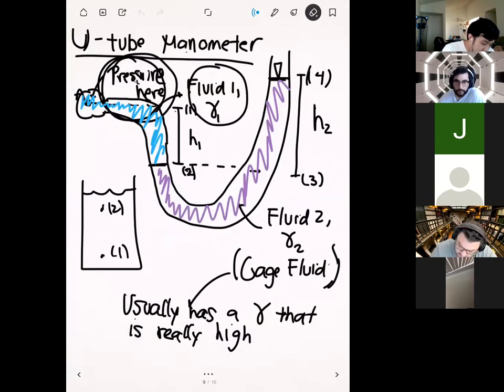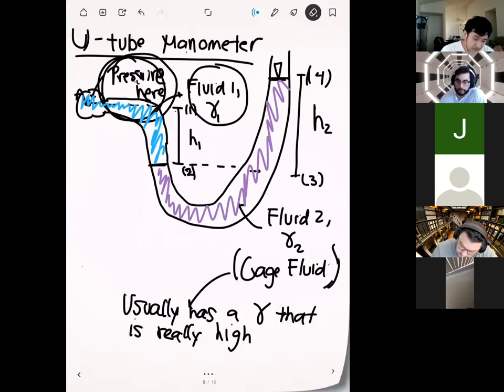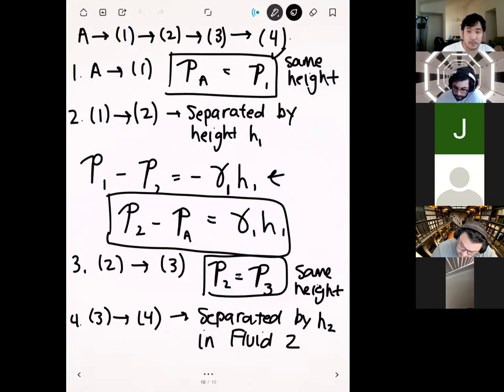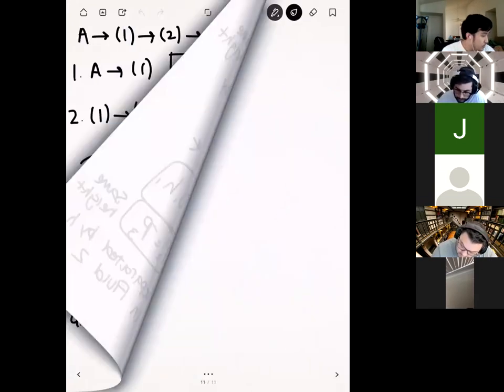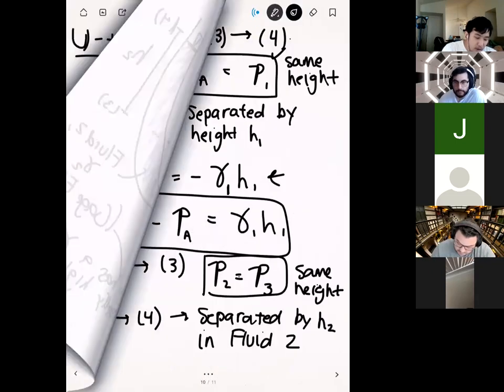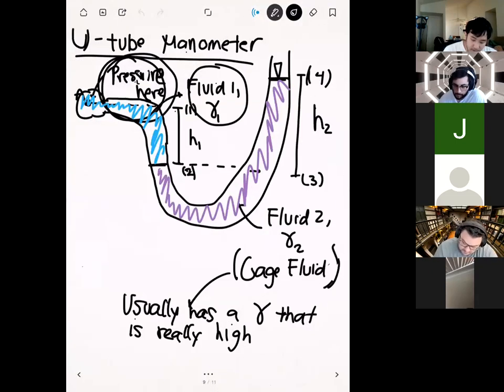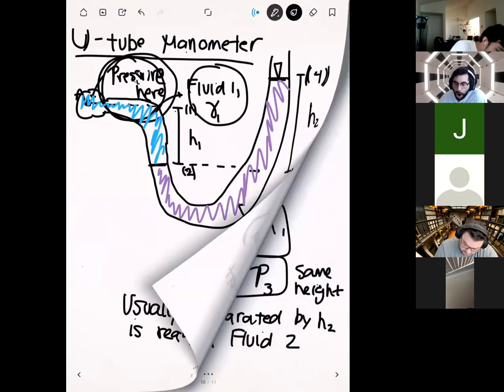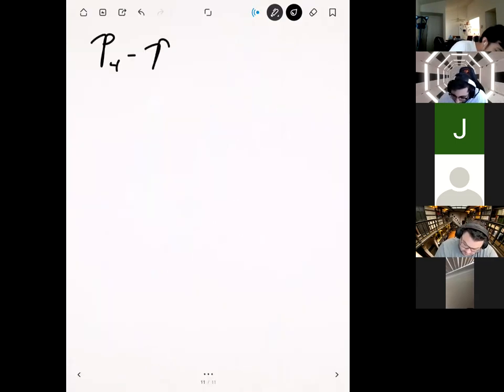All right, any more questions on this before we finish up the derivation? Okay. So from point 3 to point 4, let's go to our formula. Point 4 is on top, so we list that pressure first. We have P4 minus P3 equal to minus gamma. Since we're in the gauge fluid, which is fluid 2, we have gamma 2 times H2.